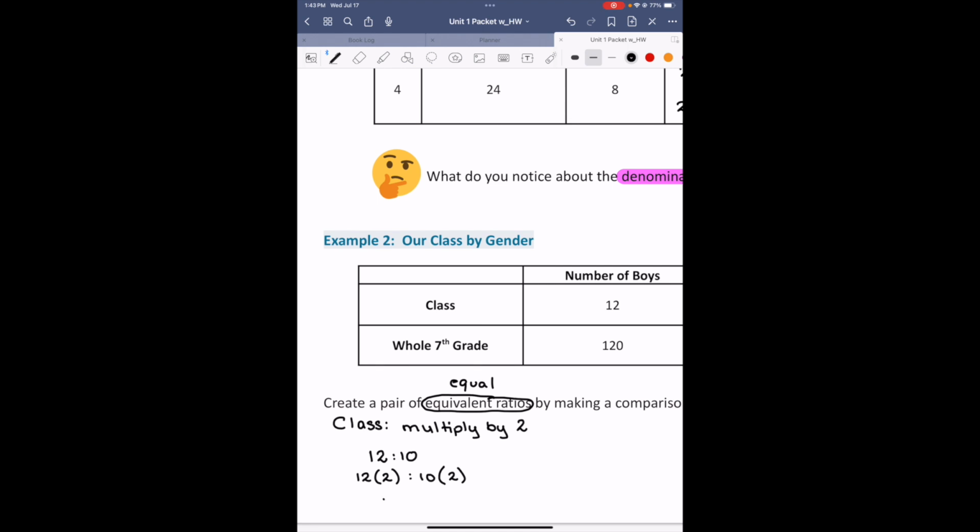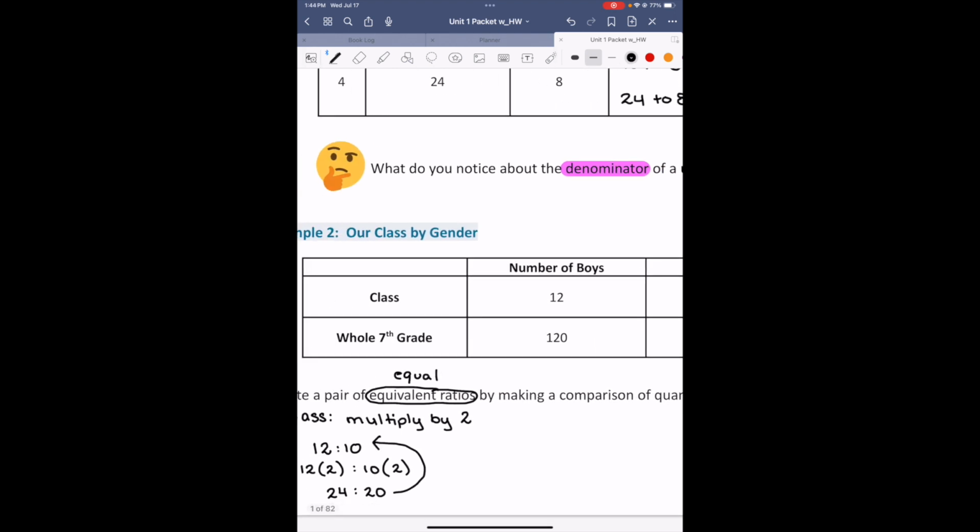So 12 times 2 is 24. 10 times 2 is 20. So that would be an equivalent ratio, because if I work backwards and divide by 2, I'm going to get 12 to 10.